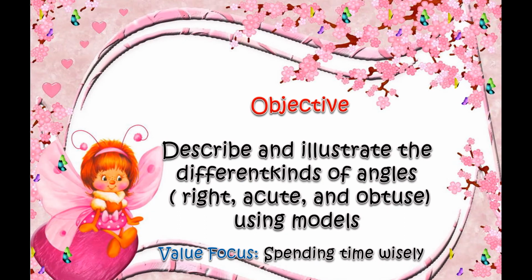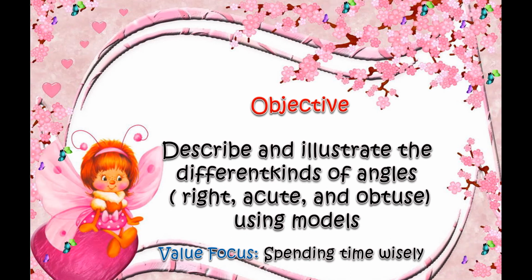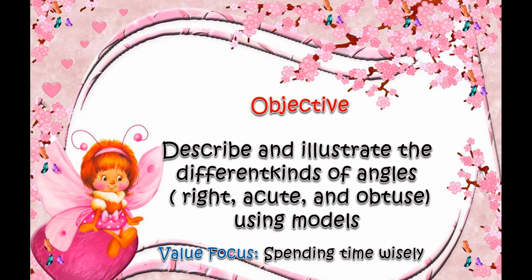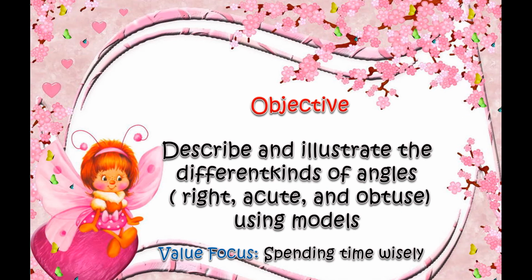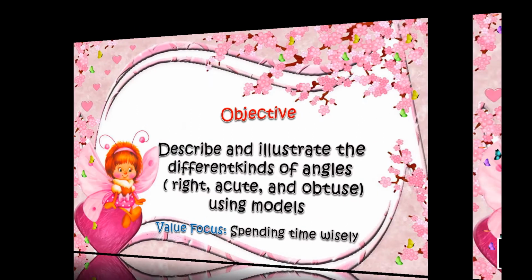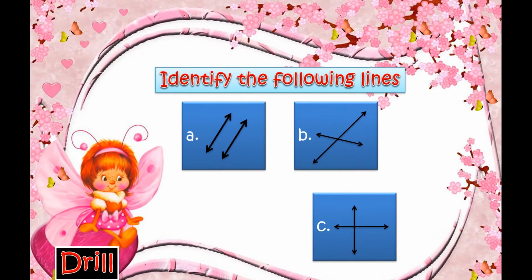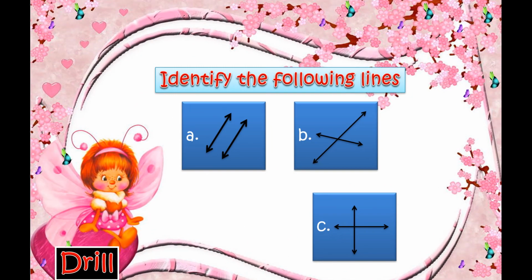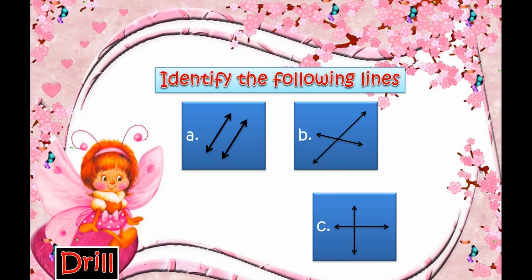So for this week, we will describe and illustrate the different kinds of angles, the right, acute, and obtuse angles using models. Let's have a review first. Can you still identify the following lines below?